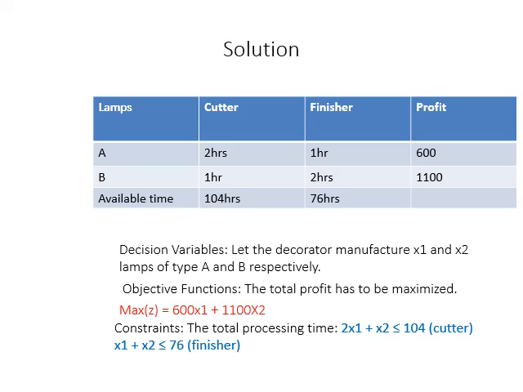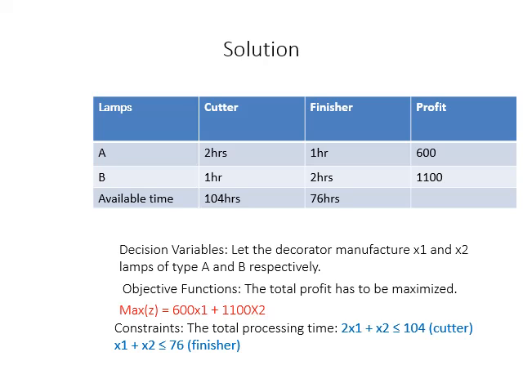The next phase is for finishing. X1 for A and 2X2 for B should be less than 76.